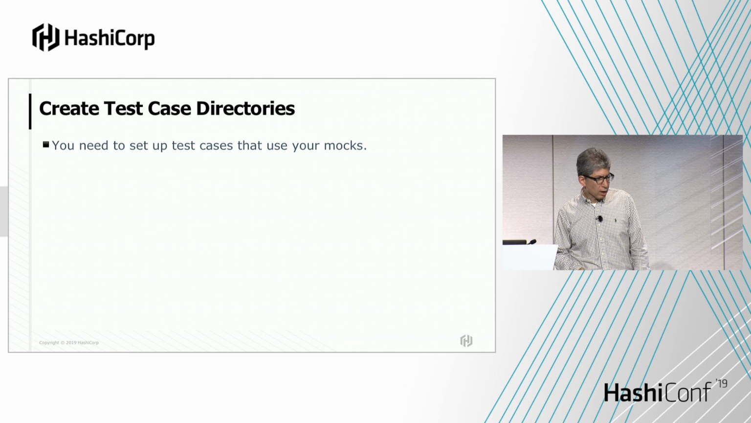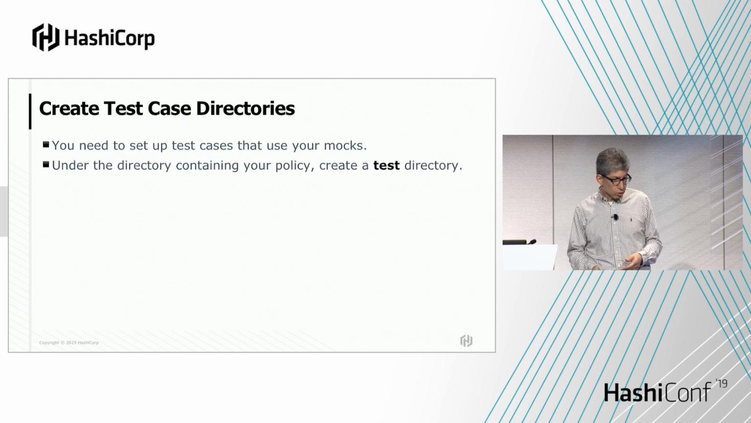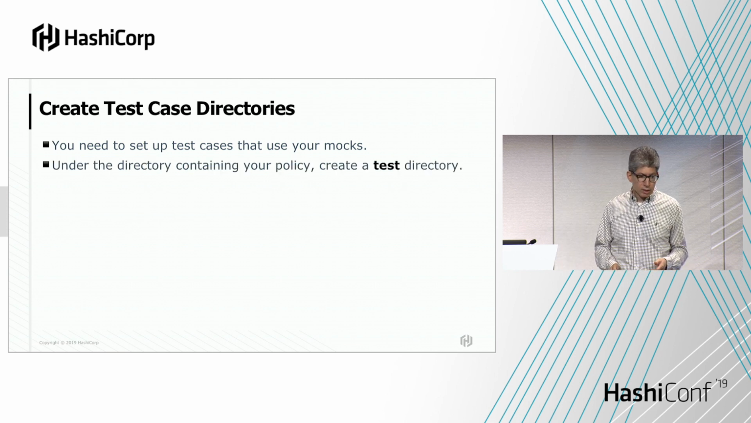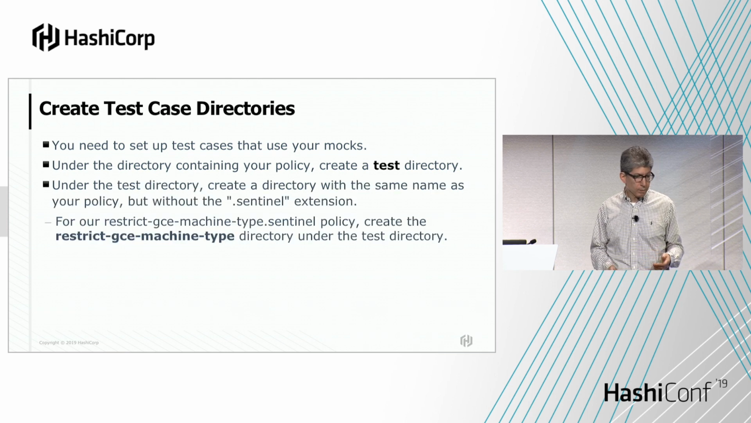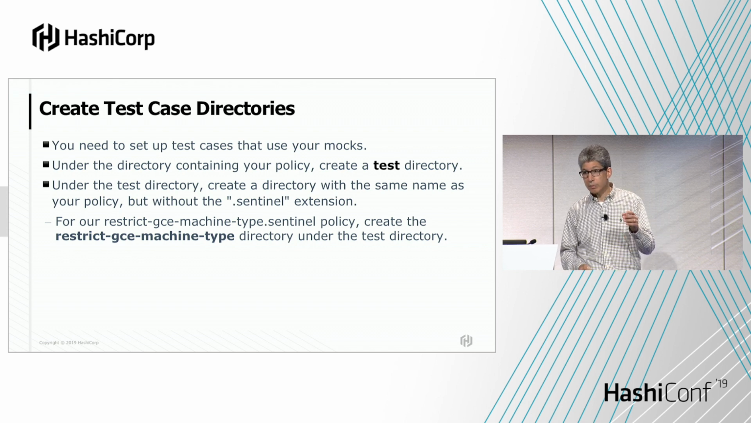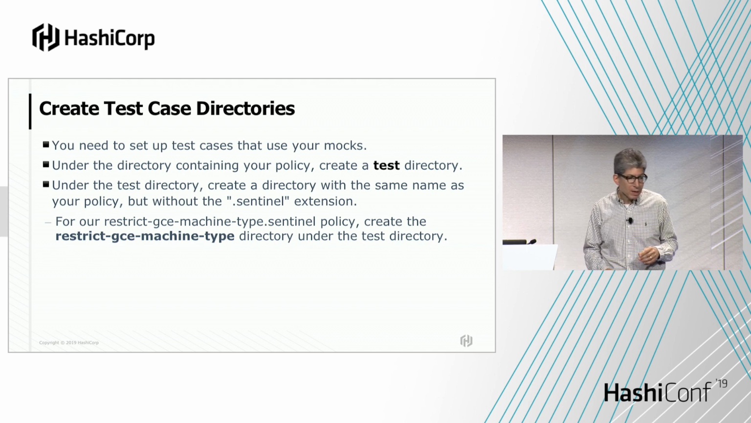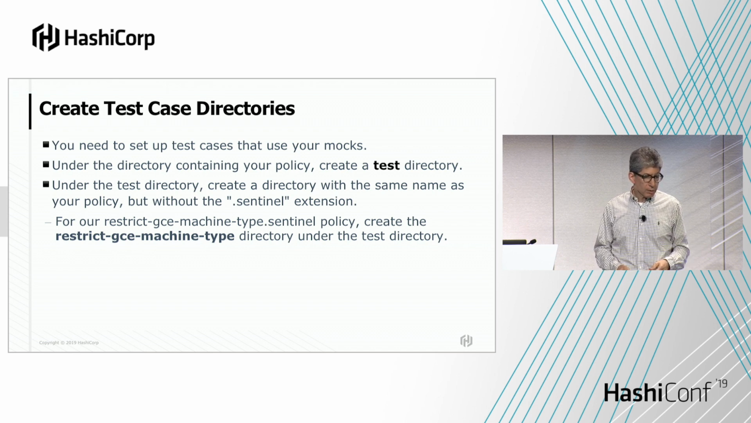Okay, so with that, walking through the process again, you've generated your mocks, you've downloaded them, you now need to create test case directories that use the mocks. So under the directory containing your policy, you create a test directory, and under that test directory, you want to create a directory with the same name as your policy, except without the .sentinel extension. The Sentinel simulator is quite particular about the naming of these directories, so you have to get this right. Otherwise, your test cases won't be found. So in the case of our restrict GCE machine type Sentinel policy, you create a restrict GCE machine type directory under the test directory.